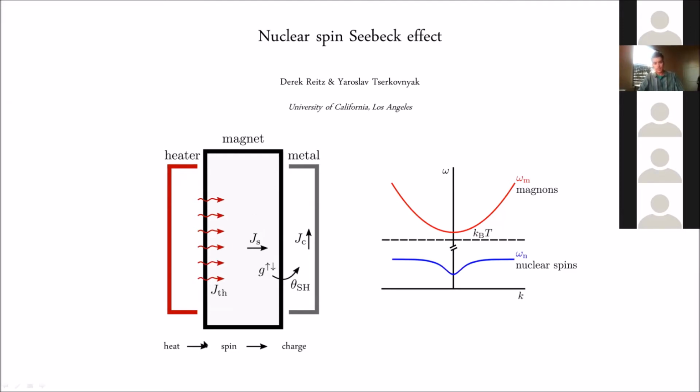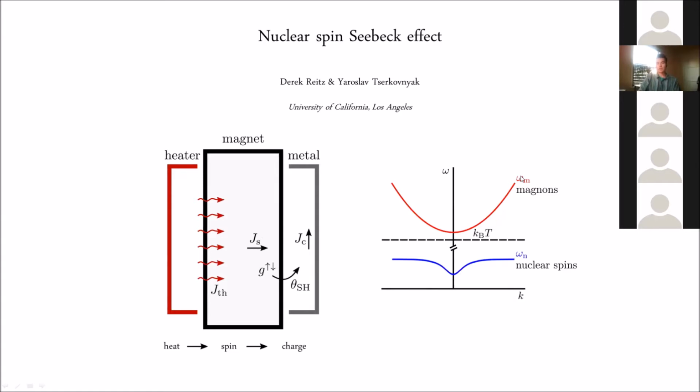So, introduction to the spin-Seebeck effect. Basically, we'll be converting a heat source into a spin current, and then eventually out into a charge current, which is how we'll measure the effect in an adjacent metal. And we'll be considering insulating magnets here.